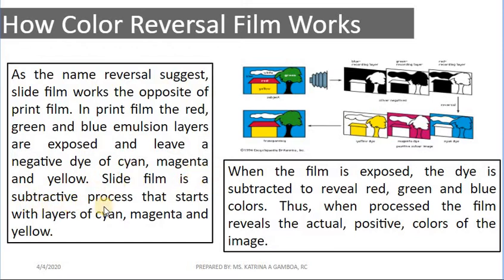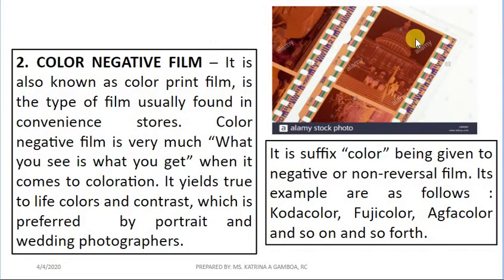So, slide film is a subtractive process that starts with layers of cyan, magenta, and yellow. When the film is exposed, the dye is subtracted to reveal the red, green, and blue. Baligtad siya, di ba, sa color film. So, nagsusubtract sila dito. Yung kanina nga sa explanation natin, di ba, ang nangyayari, pinagpapatong nila yung red, green, and blue para ma-produce yung ating secondary colors. Dito naman, nagsusubtract sila. So, thus, when processed the film, it reveals the actual positive colors of the images. So, that is how the reversal film works. Okay na tayo. Yan yung sinasabi ko sa inyo.